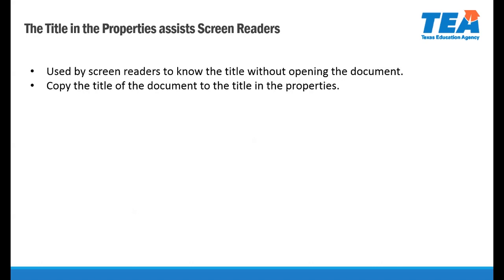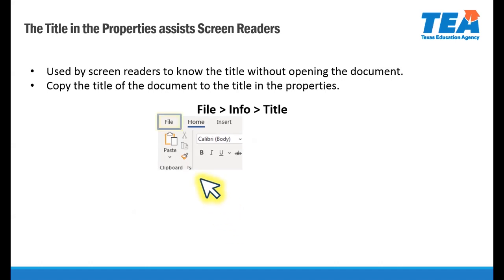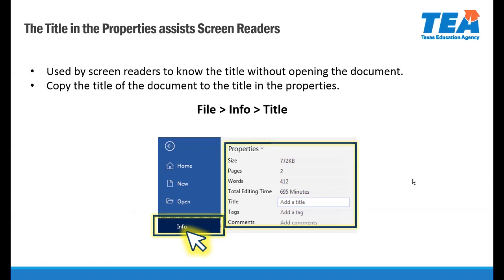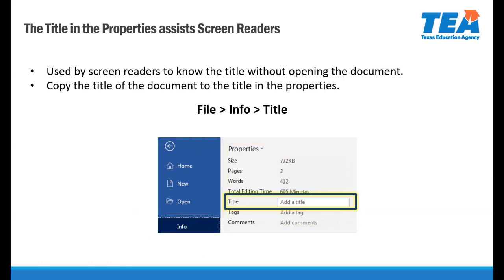Copy the title of the document and paste it into the properties. To do that, go to File, click on Info on the left side menu. On the info screen, the right side properties will be listed, and there's a field for the title. Paste your title in there.